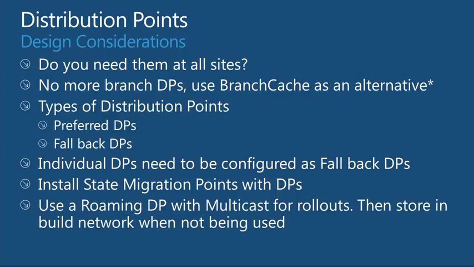consider doing a roaming DP. So you create a DP, and as you're going along your rollouts, you just assign it to the boundary group for that particular site that you're rolling out. Then when you do all your operating system deployments and application deployments, it's going to get the content from that local DP. The best thing to do with it when you've finished your rollout is to put it in, say, a build subnet. So if you've got a dedicated network where you build up 20 PCs at a time, just put the roaming DP in there.